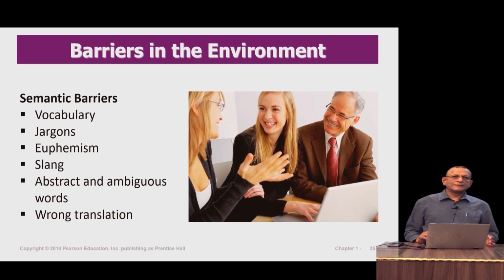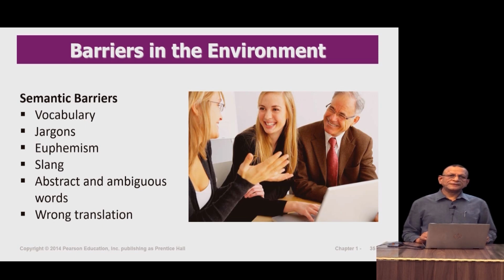Then the next one is abstract and ambiguous words. Abstract and ambiguous words, each one of us is using nowadays. You got a message on WhatsApp, you are unable to understand what to say, you just said amazing. What is this amazing? Or you said beautiful. What's beautiful about it? So it's abstract and ambiguous. So this is also going to create a lot of barriers.